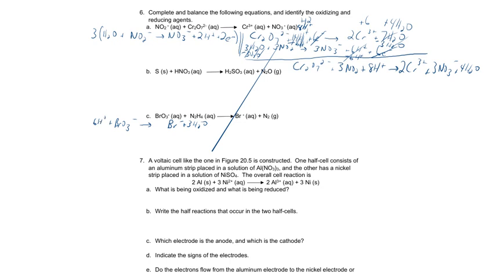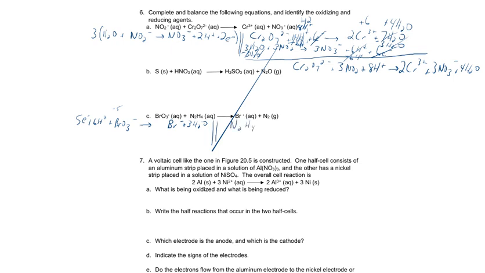Alright, and now I have to balance my charges. I have a -1 on the right, and a +5 over here from these guys, 6 and -1. So that gives me 5 electrons. I need to bring that down with them.